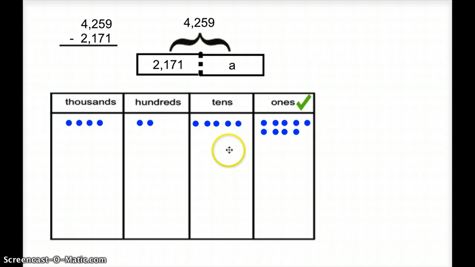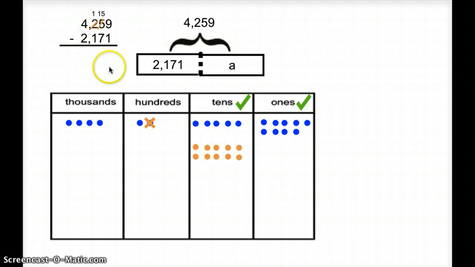When I look at my tens place value, I know that I'm subtracting 7 tens away from 5 tens, and I don't have enough tens to be able to subtract 7, so I need to borrow from the next higher place value. I'm going to borrow from the hundreds. I'm going to borrow 100. 100, when it's ungrouped, becomes 10 tens.